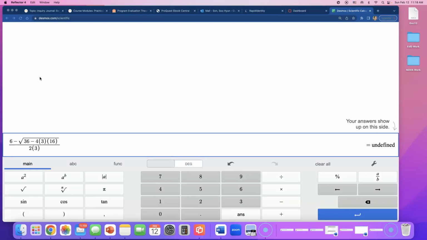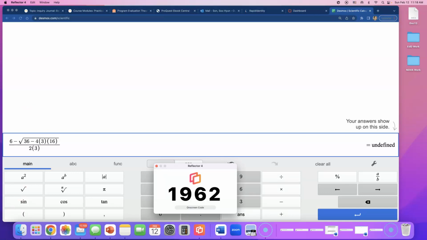Where did that go? Let me share that again. And the second subtraction was, come on iPad, give me 1 second, I have to type this code in.